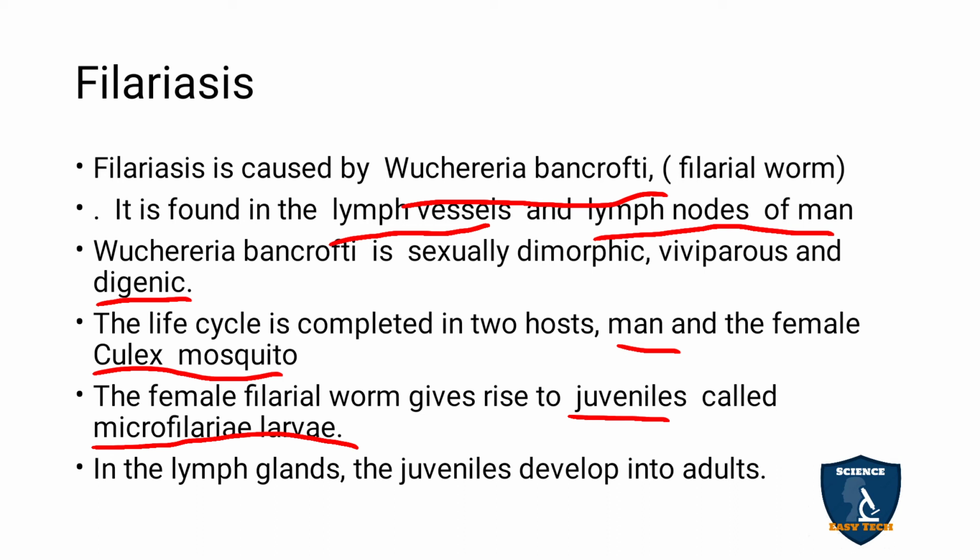In the lymph glands, the juvenile develops into the adult. So the female filarial worm gives rise to juveniles, called microfilarial larva, and in the lymph glands this microfilarial larva develops into the adult.